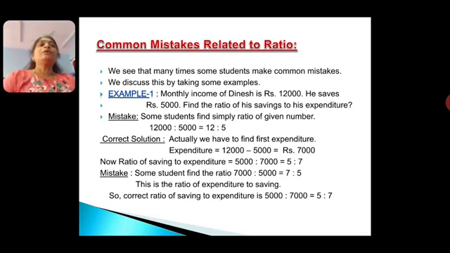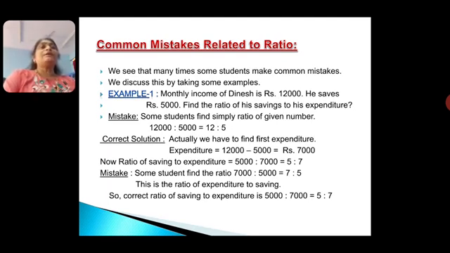Now, the common mistakes related to ratio. Students, we see that many times some students make common mistakes. We discuss this by taking some examples. Example 1. Monthly income of Dinesh is rupees 12,000. He saves rupees 5,000. Find the ratio of his saving to his expenditure.